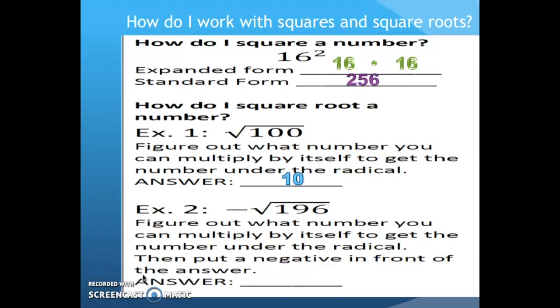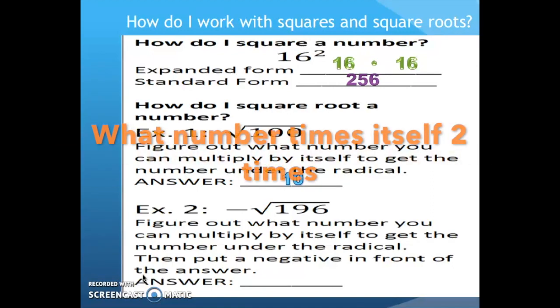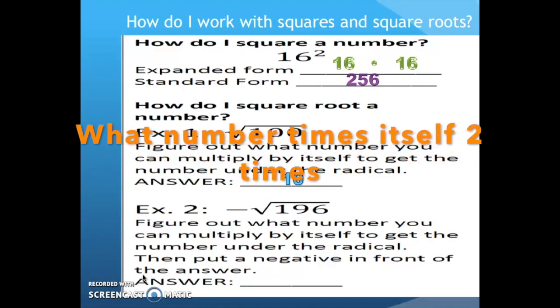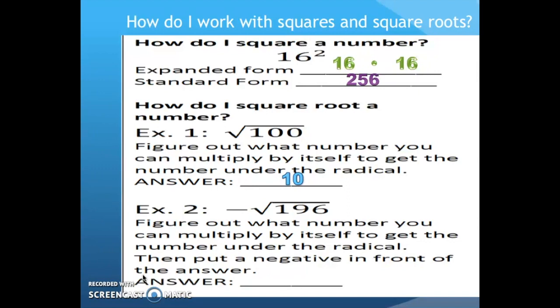We have a non-negative and we have a negative square root. So we're going to figure out what number you can multiply by itself to get the number under the radical. So self, what number times itself will give me 196? And you notice where the radical is, so you're going to square the number first.